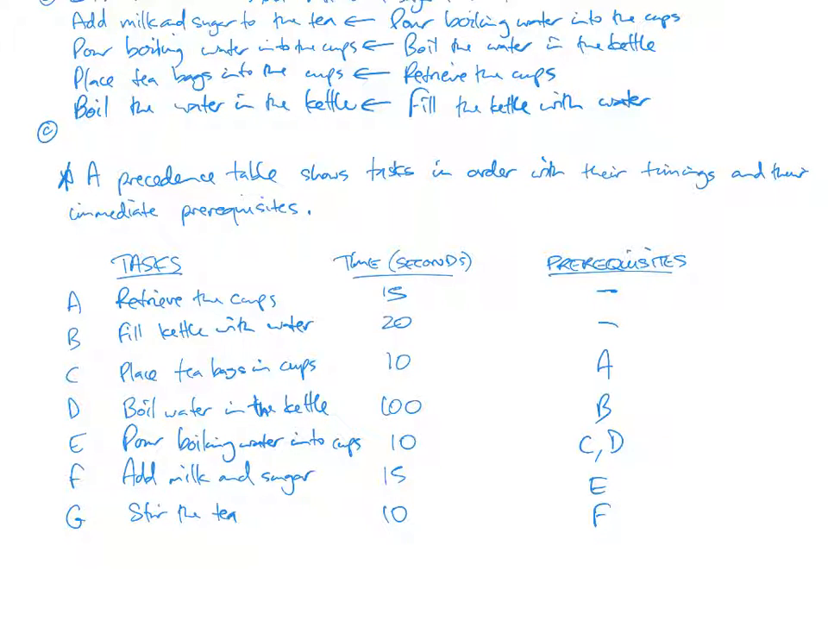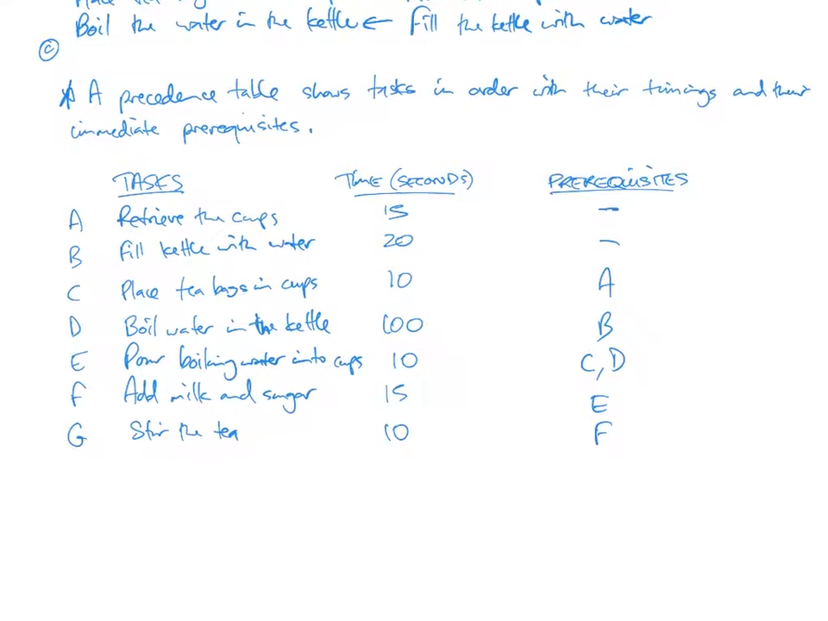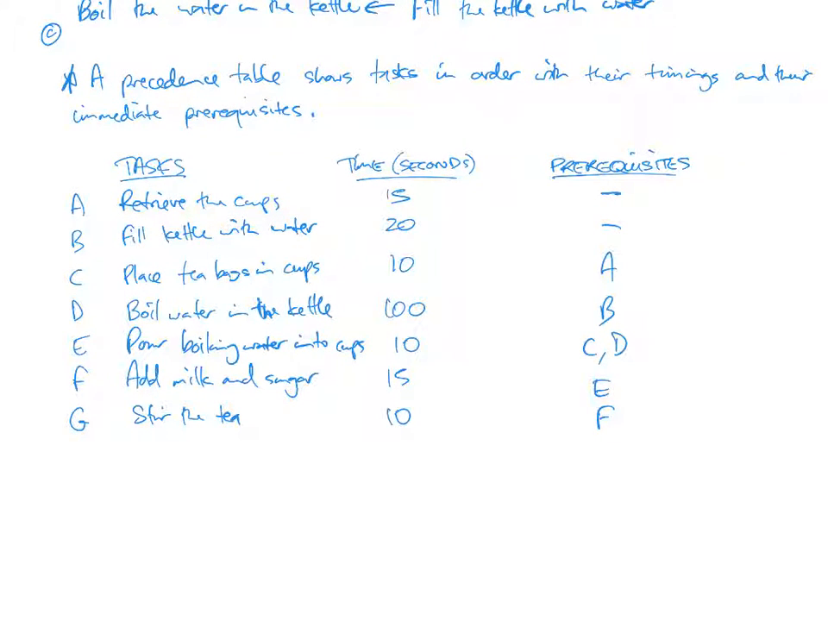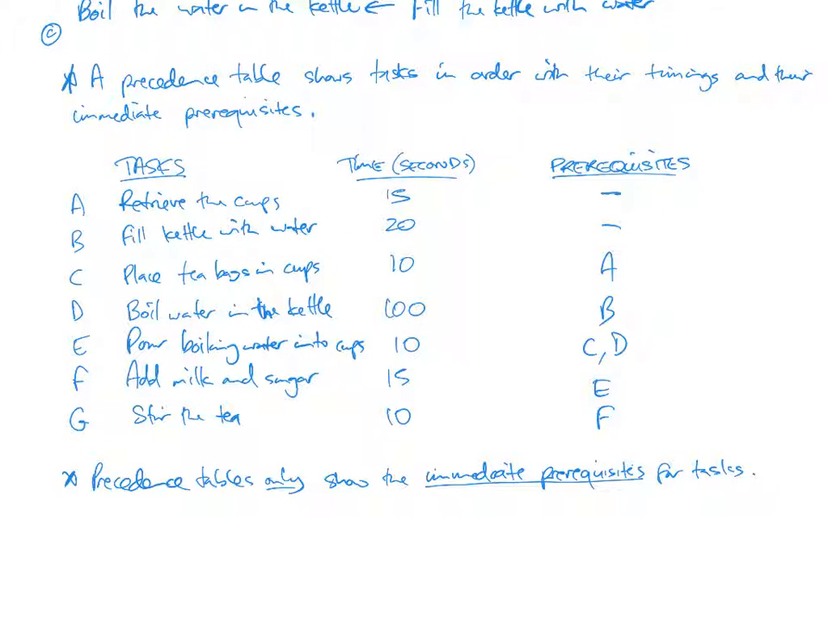Alright, so last thing to think about is the fact that precedence tables only show the immediate prerequisite for tasks. Okay.